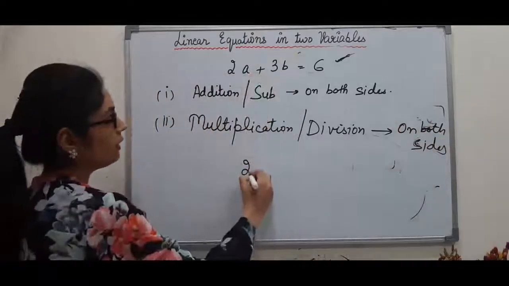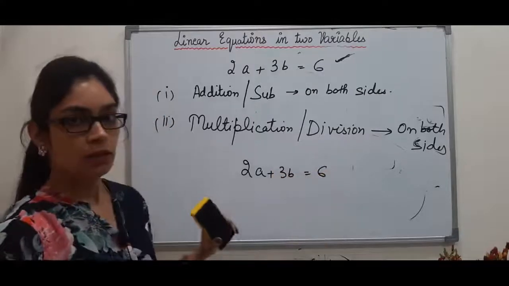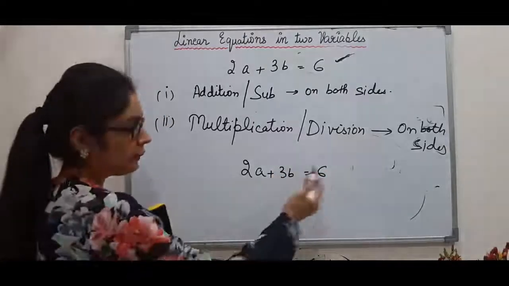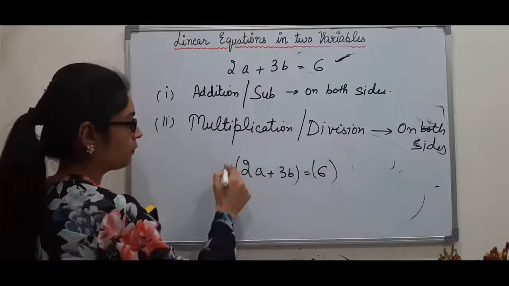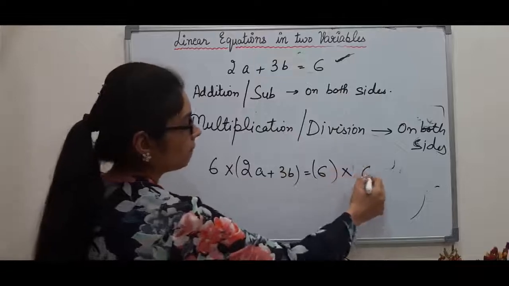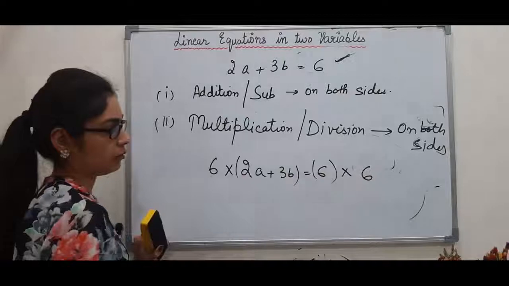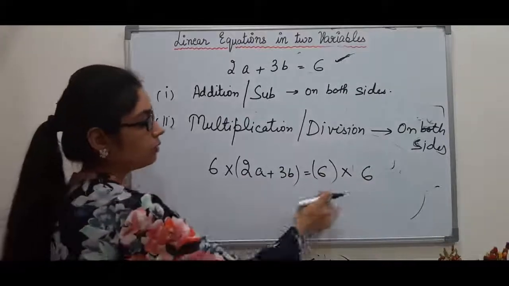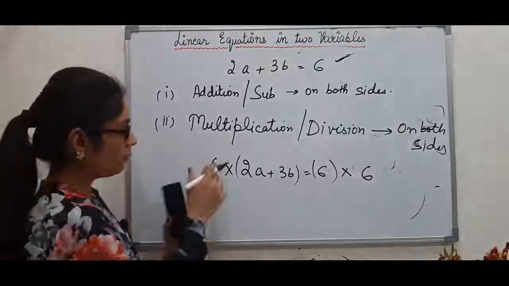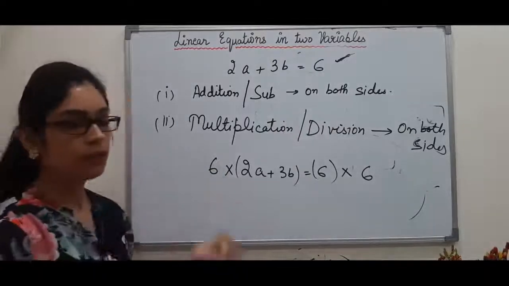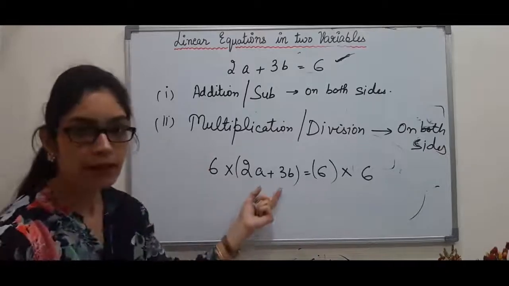Same equation we can take, 2a plus 3b equals 6. Suppose you want to multiply this equation with 6. You have to multiply both the sides of the equation with 6 now. 6 into this thing, 6 into this thing. Now you have done multiplication. Now again, if we want to change the side, let us change the side of this 6. This 6 is getting multiplied with this.